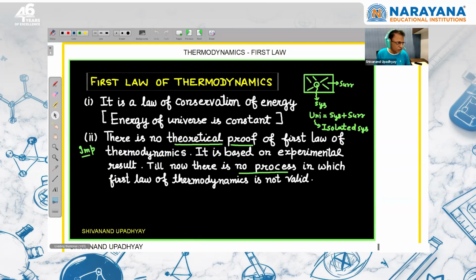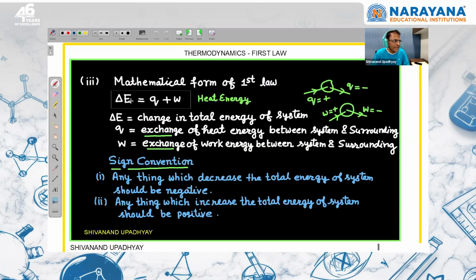So coming to the first law of thermodynamics, we know that the first law of thermodynamics means the law of conservation of energy. And there is no theoretical proof of the first law of thermodynamics. It is derived from experiment. Until now, it is valid for all types of systems. We know the mathematical form of the first law of thermodynamics. We are writing that delta E is equal to Q plus W. So this is the mathematical form, and this is according to IUPAC convention.